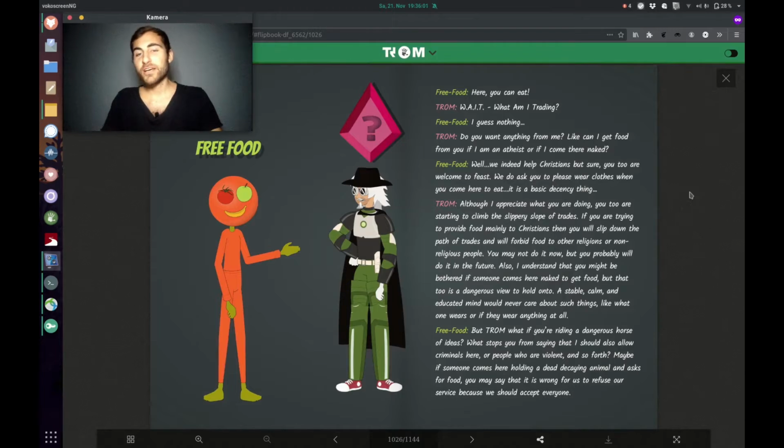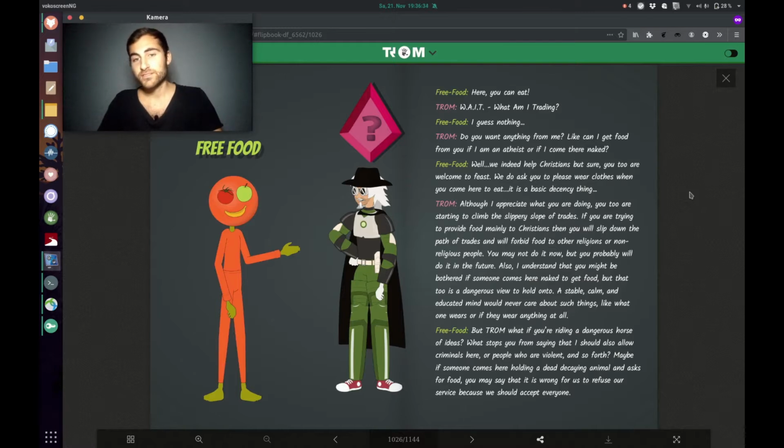So now Free Food comes in and says, here, you can eat. And the TROM superhero is like, wait, what am I trading? And Free Food answers, I guess nothing. The TROM superhero is like, do you want anything from me? Like, can I get food from you if I'm an atheist or if I come there naked? And Free Food is like, well, we indeed help Christians, but sure, you too are welcome to feast. We do ask you, however, to please wear clothes when you come here to eat. It is a basic decency thing.